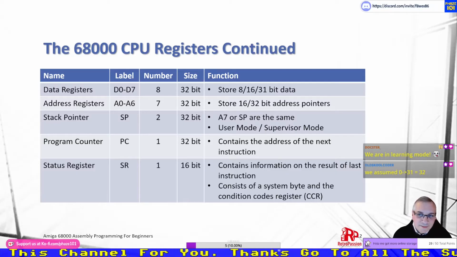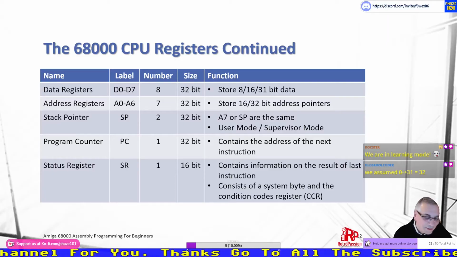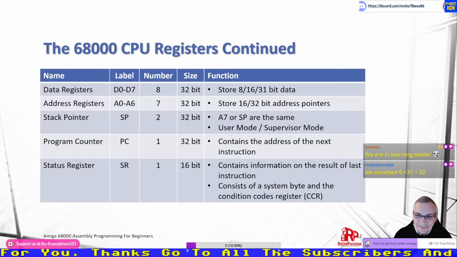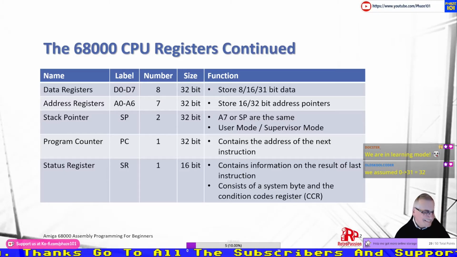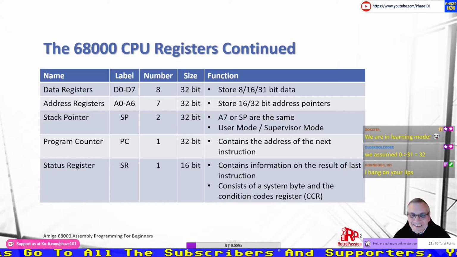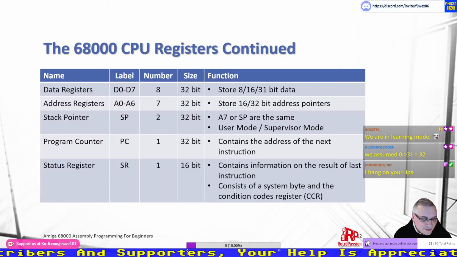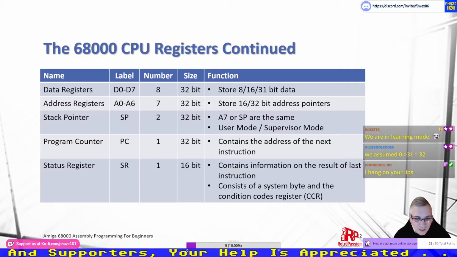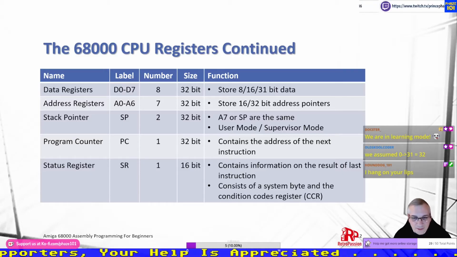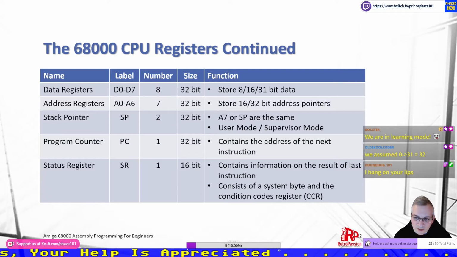But how much can it store? 32-bit it can store, not 31. The program counter, there is one, 32-bit, contains the address of the next instruction. And the status register, SR, is 16-bit and contains the information on the result of the last instruction. So for the flags, it consists of a system byte and the conditional code register, where the flags are.